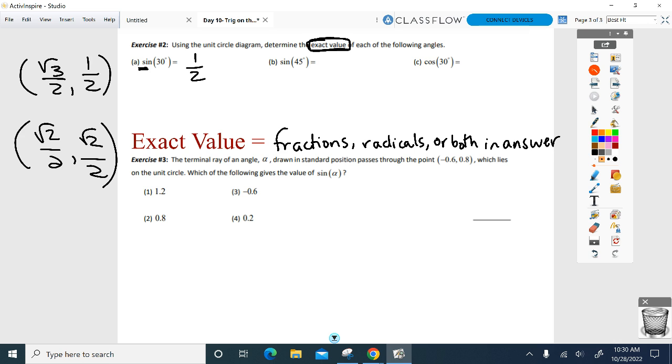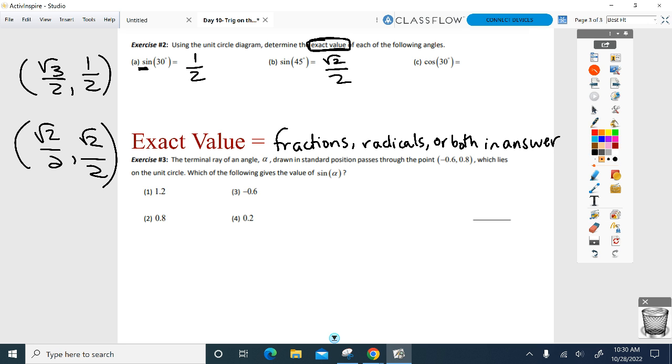You can't go wrong here, but I'll ask anyway. Sine, which coordinate do I want? Even if you forget, it's the y coordinate. So radical 2 over 2. Again, go to your calculator and do sine of 45. I just want to make my point clear.